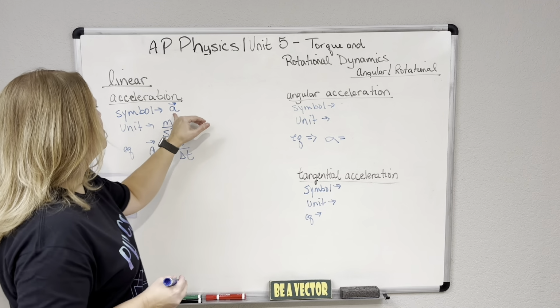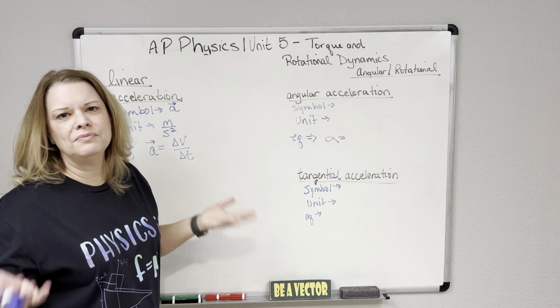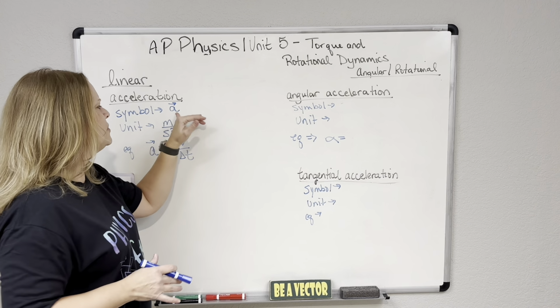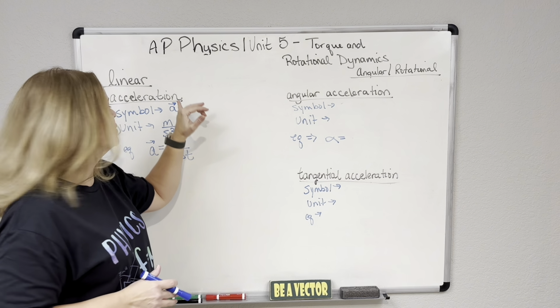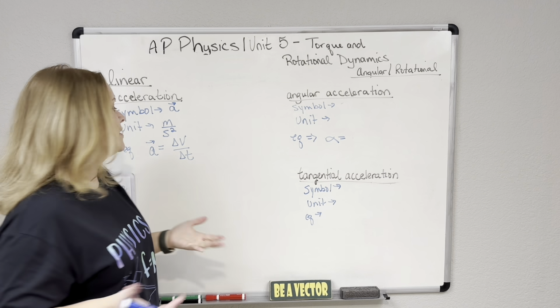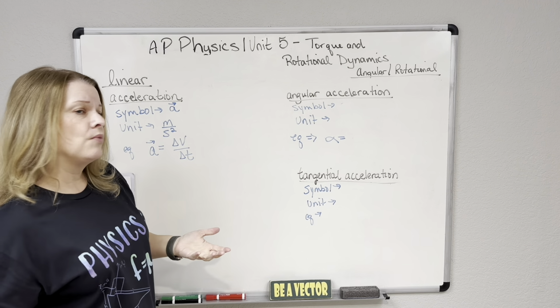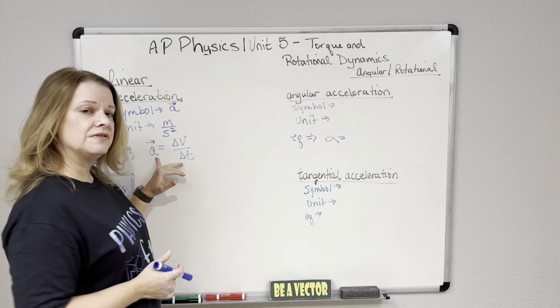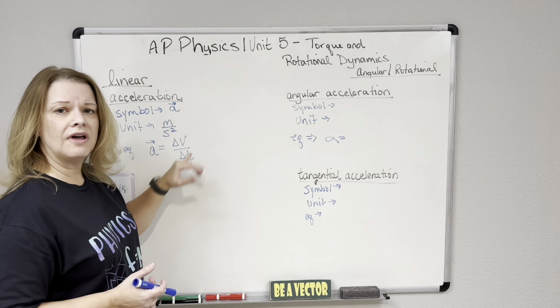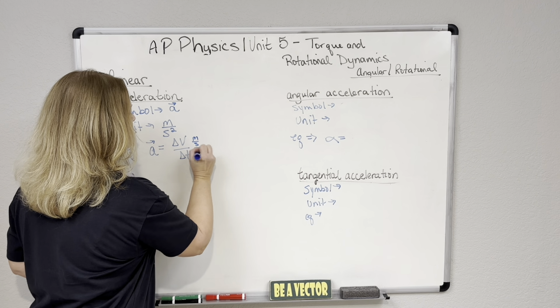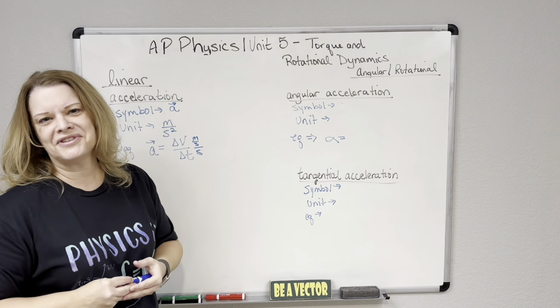I already have this started here with linear acceleration because you've been doing this for a semester. You're a pro at this point. The symbol is a lowercase a with a vector sign over it because it is indeed a vector. The unit was a meter per second squared. Why was that? Because the equation for acceleration is the change in velocity over time. Velocity was in meters per second. If you remember, we're dividing by another second. You get meters per second squared.